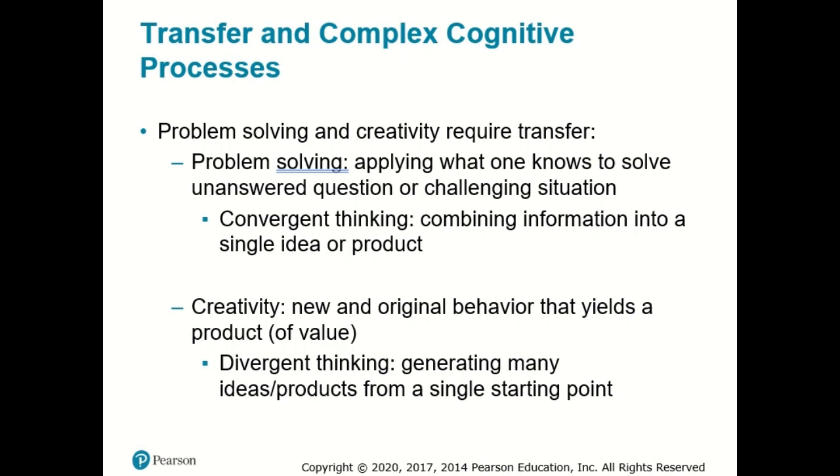So, problem solving is applying what one knows to solve unanswered questions or challenging situations. And this requires convergent thinking, which is combining the information into a single idea or product. Creativity, on the other hand, is new and original behavior that yields a product of value, so a useful product. So in order to think creatively, you need to use divergent thinking, where you need to generate many ideas and products from a single starting point.